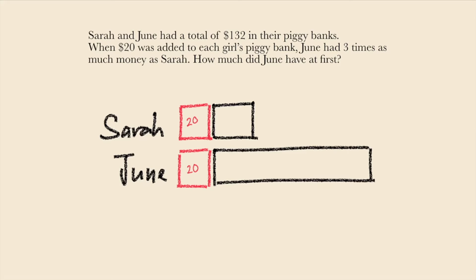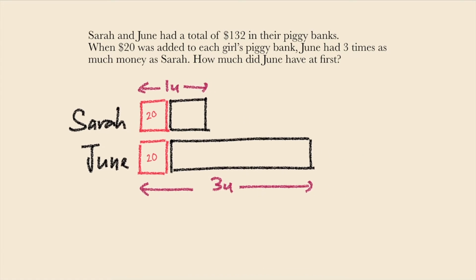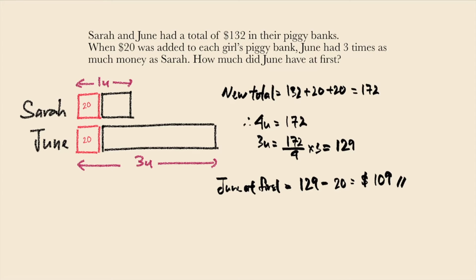So starting at the end, we're going to see that after adding 20, and this is Sarah's mysterious initial amount, Sarah would have 1 unit and June would have 3 units. Okay, now remember that they had a total of 132, right? But after adding 20 and 20, would the total be 132? Nope, the total would be 172. So we know now that this is a total of 4 units. So 4 units is the new total of 172.